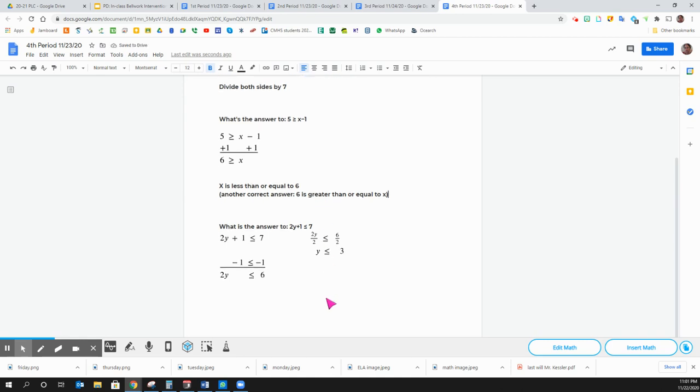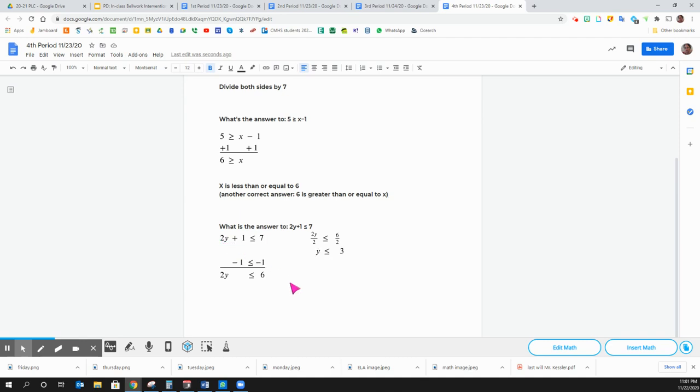The final one required 2 steps, and if you were able to get number 4 correct on this bulwark, congratulations, because this one actually had 2 steps, and we haven't had any practice at all today with 2-step inequalities. So the original inequality said 2y plus 1 is less than or equal to 7. So I have rewritten the inequality here. And I know that I have 2 operations here. I have a 1 being added and I have a 2 being multiplied.